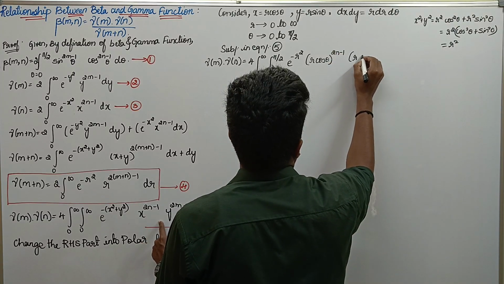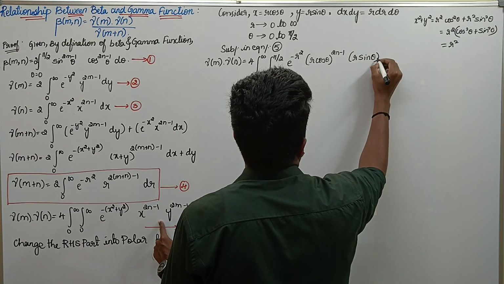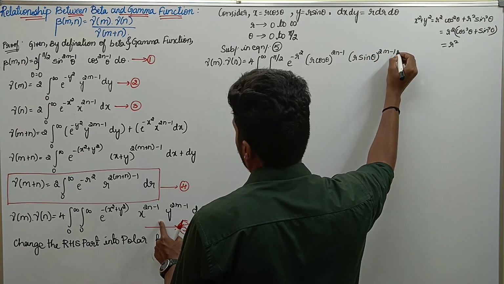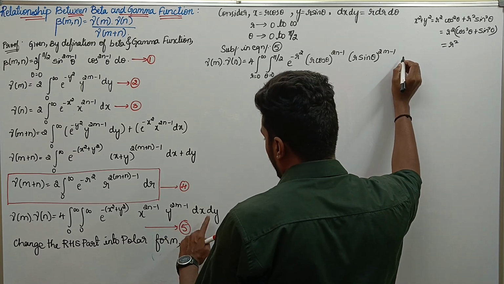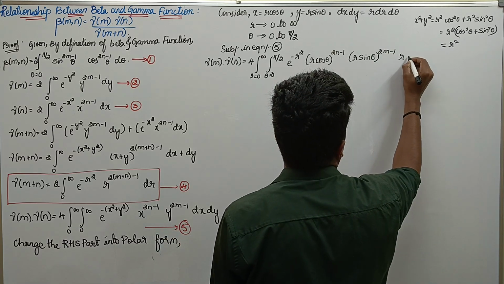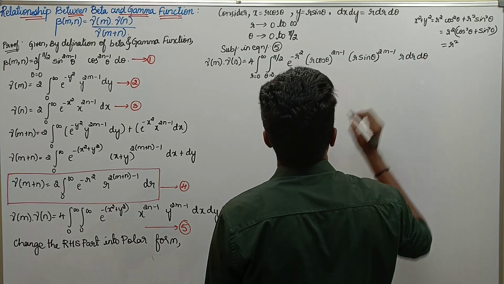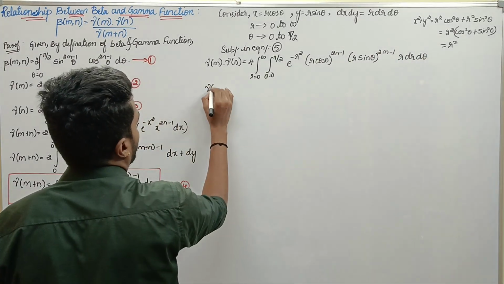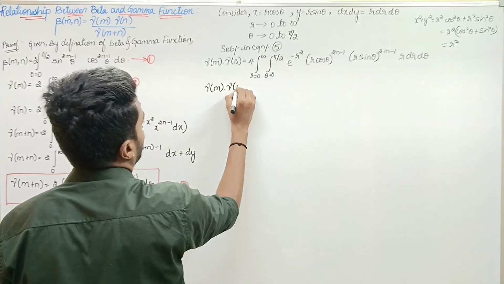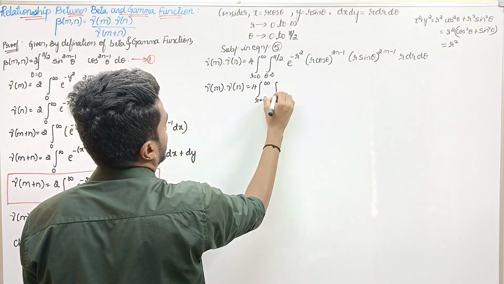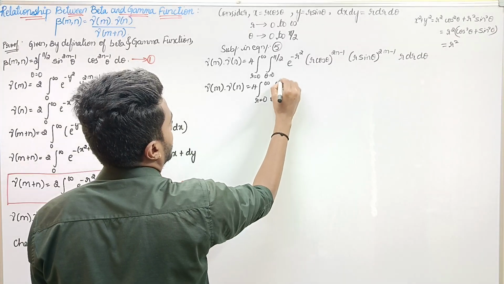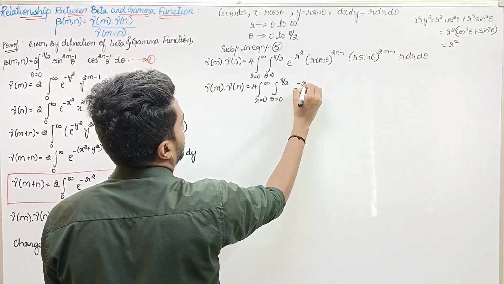Next, (r sin theta) whole to the power of 2m minus m minus 1. Now dx dy I need to replace with respect to r dr d theta. Now gamma of m into gamma of n is equal to 4 into integral r equal to 0 to infinity, theta equal to 0 to pi by 2, e to the power of minus r square.